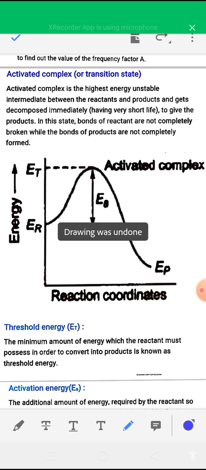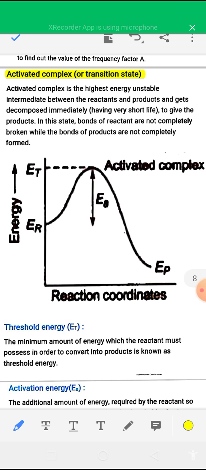Activated complex or transition state. Activated complex is the highest energy unstable intermediate between the reactant and product, and gets decomposed immediately to give the product. So activated complex is a very unstable substance, which is formed by the combination of reactants.